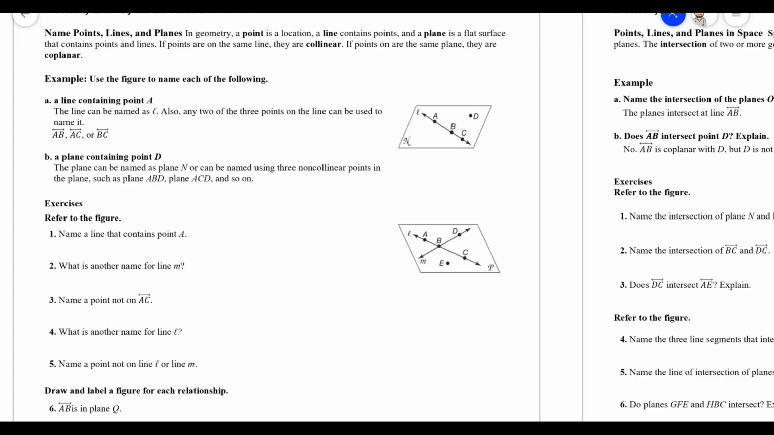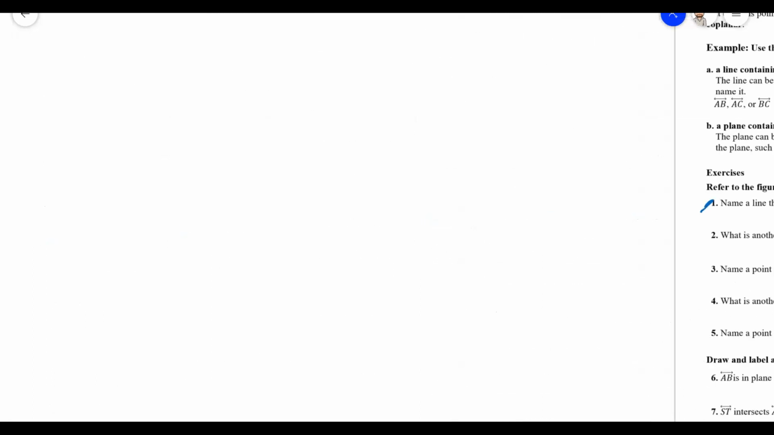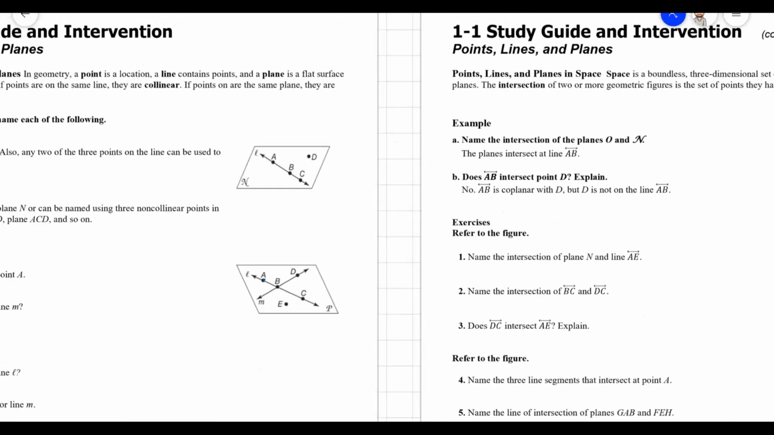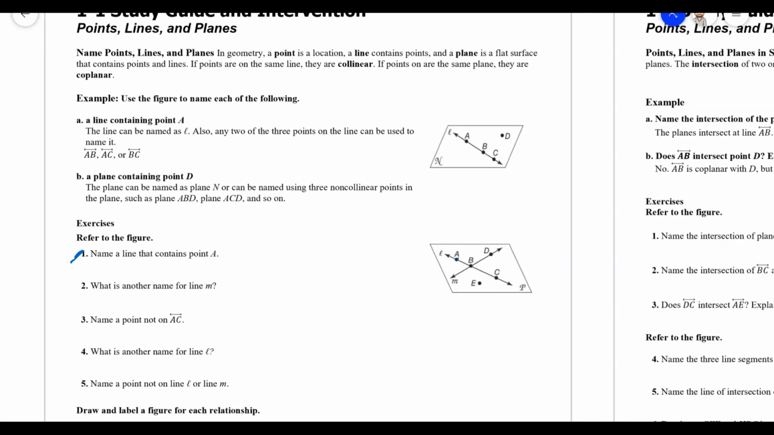So let's look at the exercises down here with number 1. Name a line that contains point A. So let's look over here and see where point A lives. It's on this line. There are several ways that I could describe that line. The easiest way to do it would just be with the single letter L. That would be a way to label that line.